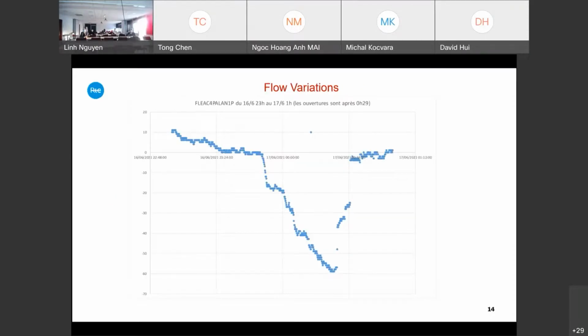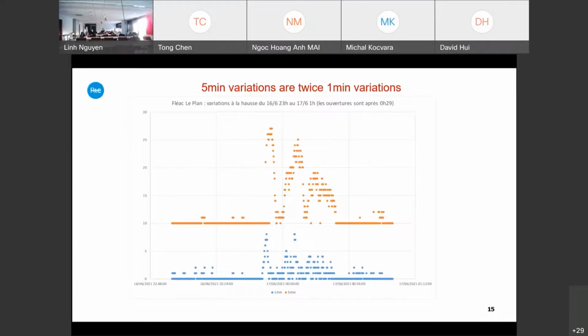And this is a real line, a real flow on the line. And here in this part, there is a 10% increase in 1 minute. This is an increase in 1 minute here in blue, and we can reach here 8, and this line is 80 megawatts capacity. So we have a +8 in 1 minute and a +24 in 5 minutes. So on the lines as well, the increase is twice as much in 5 minutes than in 1 minute.